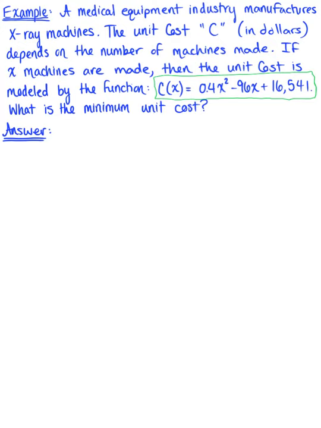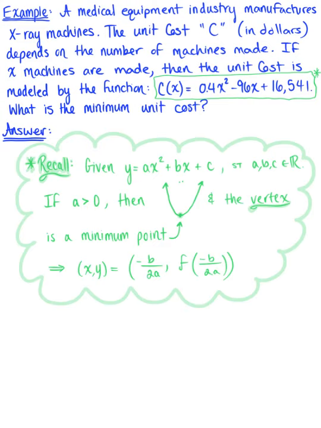So notice here that the unit cost is modeled by a quadratic equation. So let's begin by recalling what we know about quadratic functions. Given the quadratic equation y is equal to ax squared plus bx plus c, if that leading coefficient a is greater than 0, we know that this implies that the parabola is concave up, which then lets us know that the vertex of this parabola is a minimum point. So we need to find the vertex here.